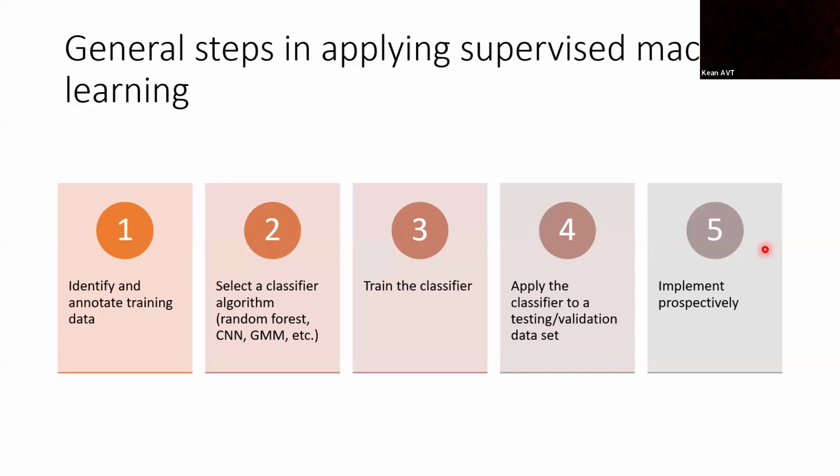We need to select a classifier, train the classifier, and apply it to a validation or test set. So when we're doing machine learning, we want to separate training data from validation data. So those data sets can never cross, because if some of the test data gets into the training data, it's kind of like cheating on the test for the algorithm. And then we want to ultimately implement it prospectively to new data.